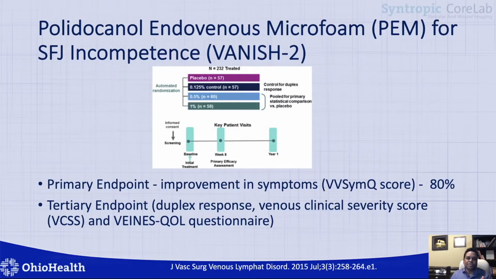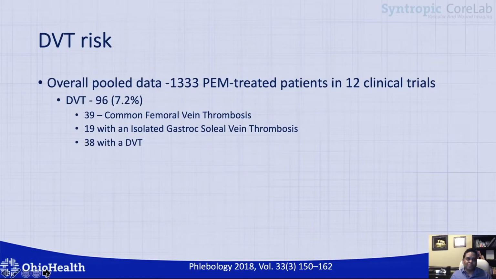VANISH-2 is the trial that tested Varithena in varicose veins. The primary endpoint in this trial was rather interesting. It was improvement of clinical symptoms based on a VVSymQ score, and the trial reached the endpoint of 80%. The downside of Varithena or Microfoam that people are concerned about is the slightly increased risk of DVT in these patients.